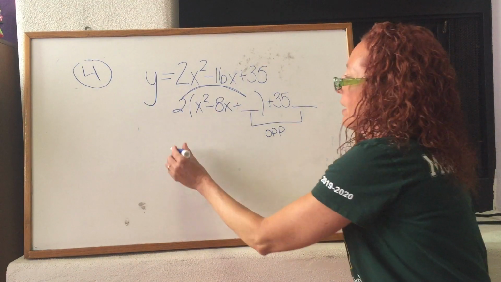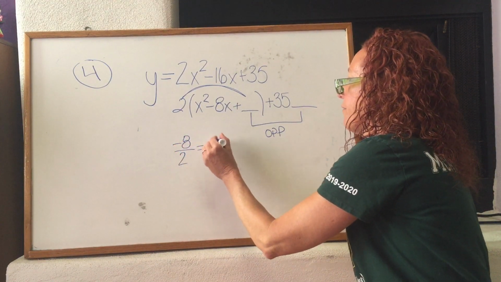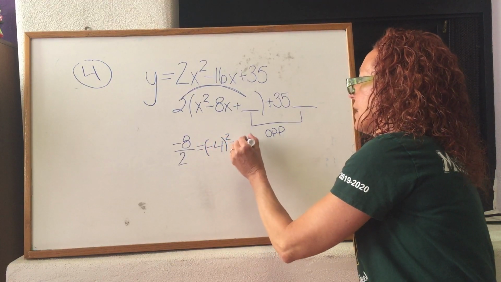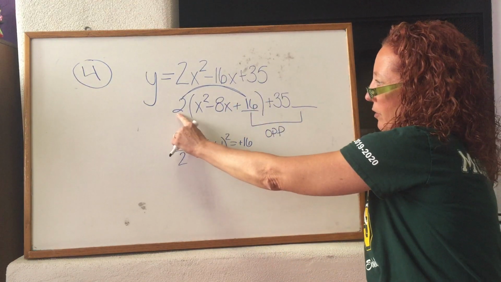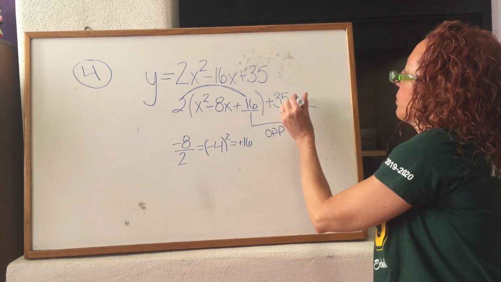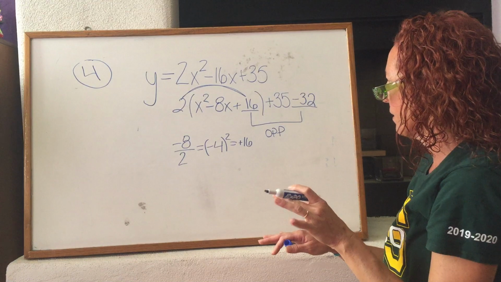So we take that -8, divide by 2, we get -4. We square it, and we get a +16. So we're going to put a +16 right there. 2 times 16 is 32. So I'm going to put a -32 in the back so that that remains balanced.